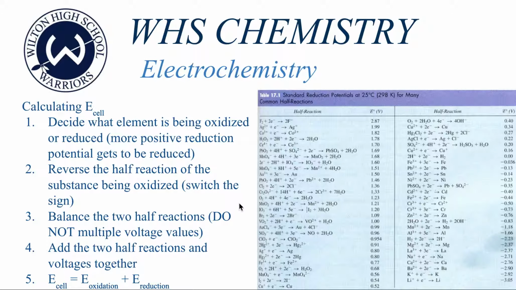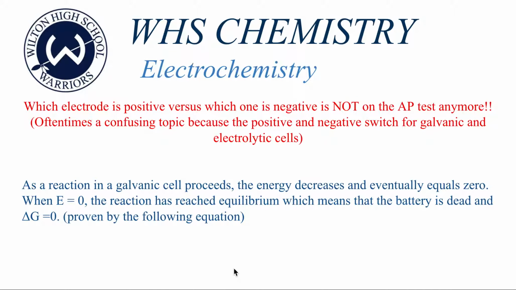And then what you have to do is balance the two half reactions, but do not multiply the voltage values. That's just one thing you cannot do. Don't multiply the voltage values. So you balance the half reactions by multiplying, like if you have two electrons here and one electron there, you're going to have to balance like you would a normal redox reaction. Then you add the half reactions together, and the voltages you just add together. So the E cell is equal to the E oxidation plus E reduction.